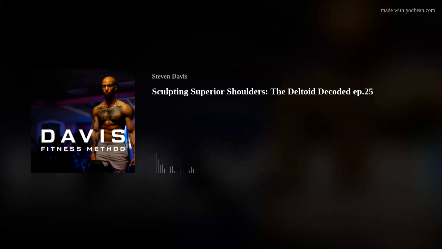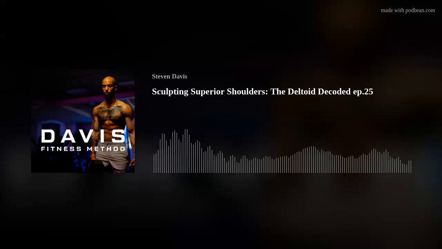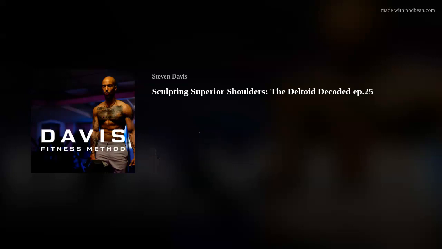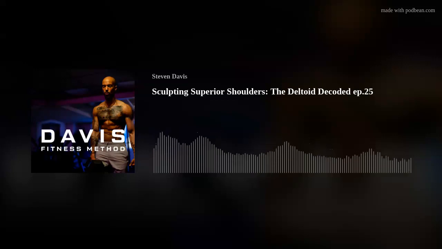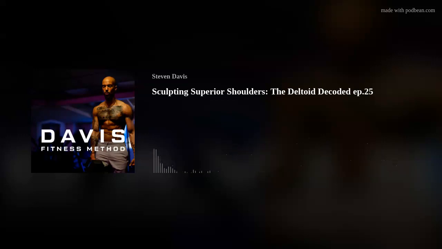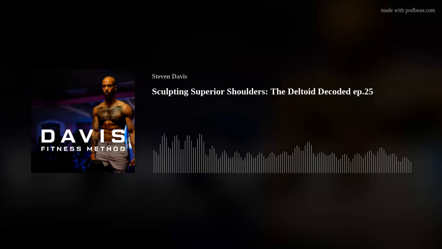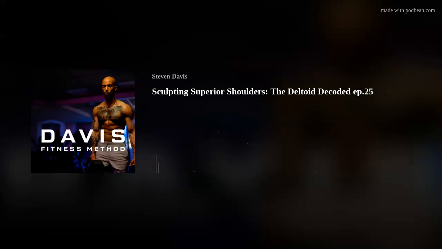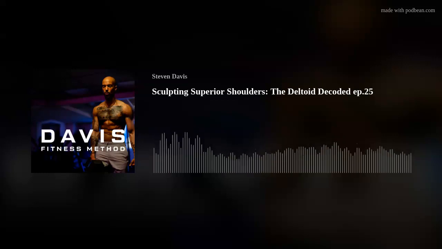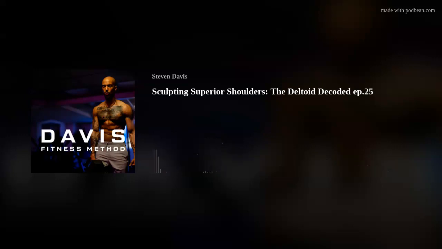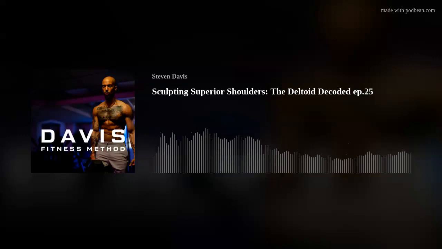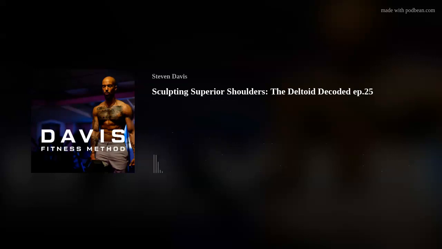The anterior originates on the most anterior, which is the most front side border and upper surface of the lateral third of the clavicle. So if you trace your collarbone out, it's that last third of the collarbone. And its job is to flex and medially rotate the arm, or your humerus.